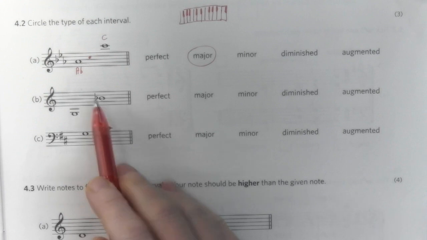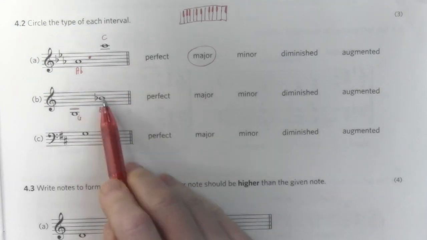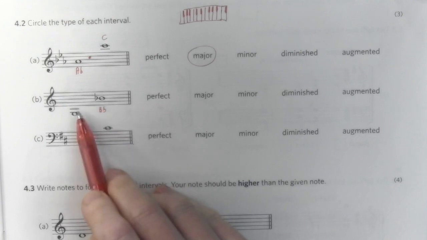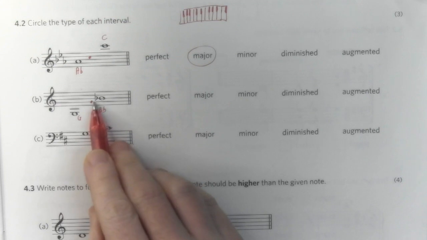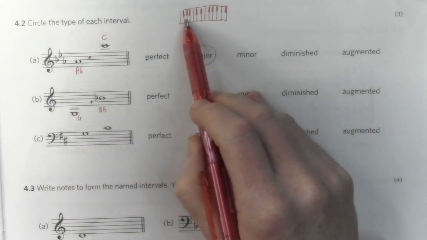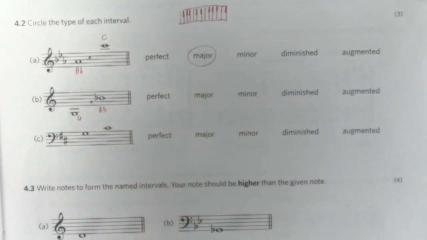Sol, B flat. This is also a compound interval, but we don't care. We just raise it up by an octave and we reduce it to a third. What kind of third? 1, 2, and 3 steps. 3 semitones is a minor third.